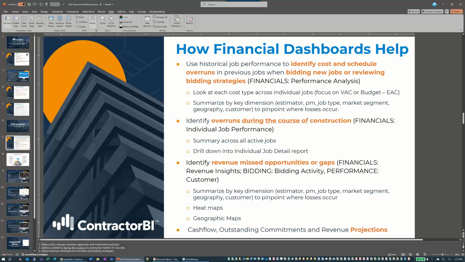And then we'll dive into all these different metrics when we actually show it to you here. Now, the other major piece is finding and fixing problems during the course of construction. And I've got the actual names, by the way, of the dashboards in here. So if you're a ContractorBI user, you can go right into these things and look at them for yourself using your own data.